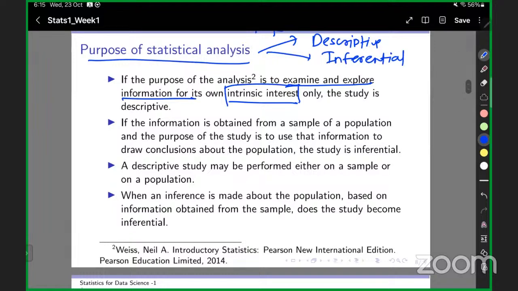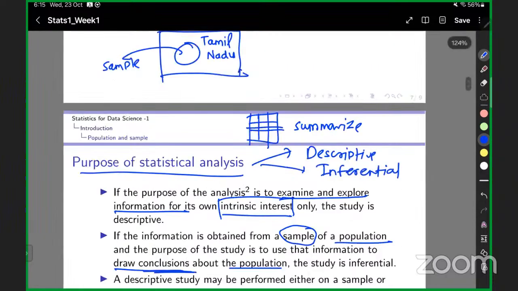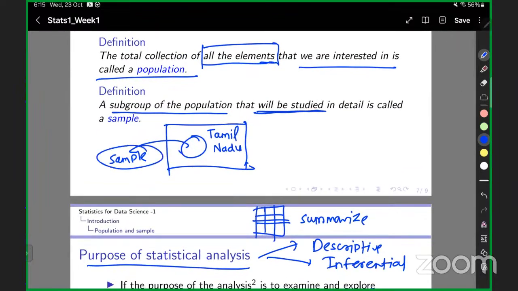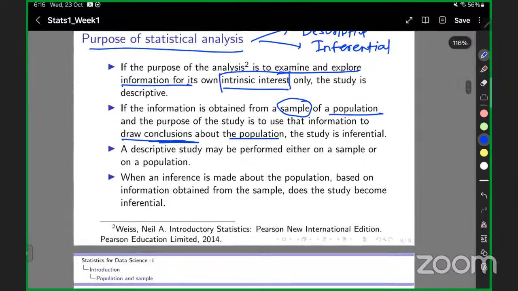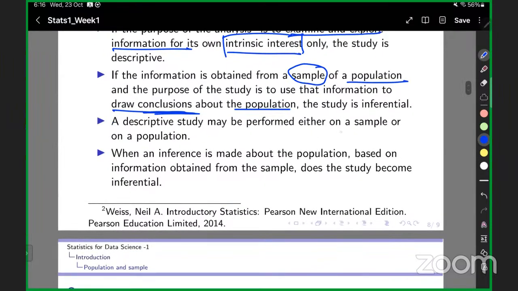If the information is obtained from a sample, we obtain some information from that, and then we draw conclusions about the population. So we have this population, we take a sample, we do a study on this sample, and then we draw conclusions about the population. That is an inferential type of study. A descriptive study may be performed either on a sample or on a population, but inference you make when you are not able to collect all the data. Inference is about chance, you might miss something, anything can happen. Otherwise you don't need to make any inference.